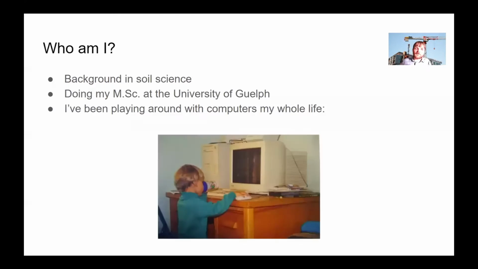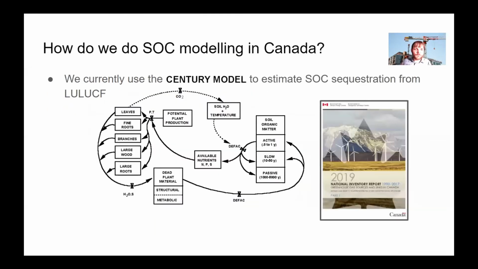A little bit about myself. My background is in soil science. That's what I did my bachelor in. Now I'm doing my master's at the University of Guelph, and I'm focusing on soil carbon modeling. And that's a great subject for me because obviously I'm fascinated by soil science, but I've also been playing around with computers for basically my entire life, since as far as I can remember. And this picture attests also to as far back as I can't remember even.